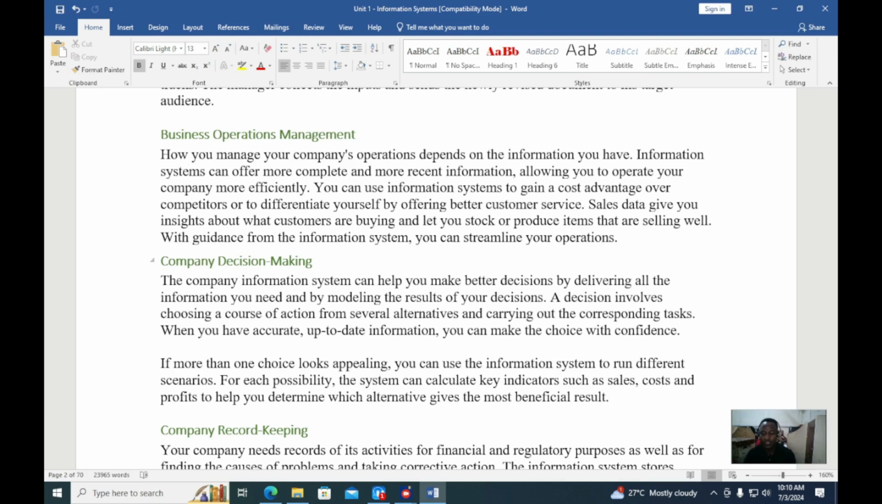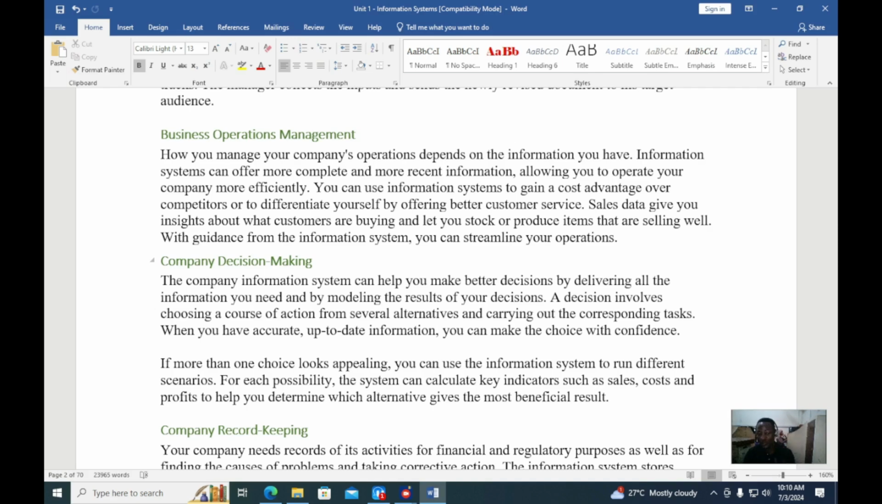Now, the decisions that you make are majorly based on the information you have. So before you make a decision, you need to collect all the information you need. Then you actually analyze that information. Then you actually make a decision based on what you really get.